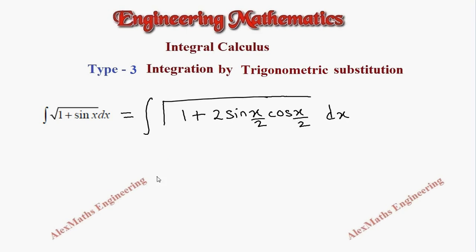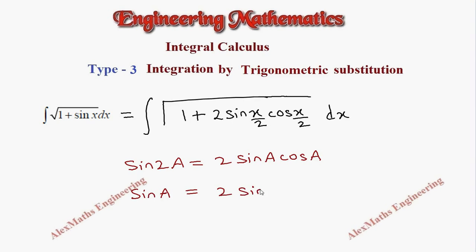Let me write the formula here. When we have sin 2a, it is 2 sin a cos a. But when we have sin a, it is 2 sin a by 2 cos a by 2. So whatever the angle present here, half of the angle will come on the other side. So we have x here, so here we have x by 2 each.